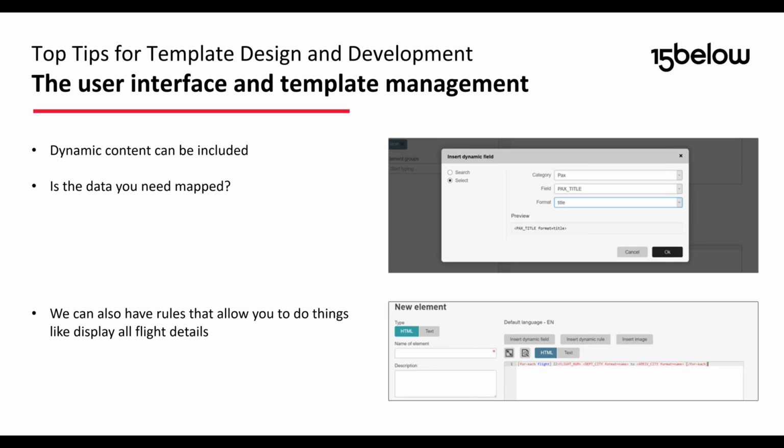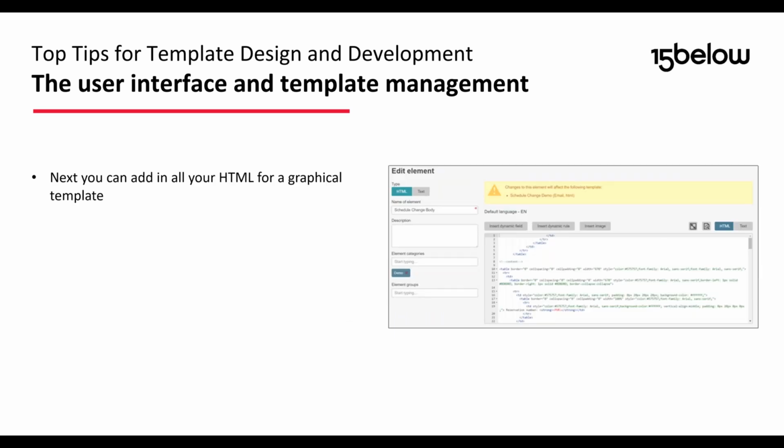Building on from that, we also have what are called dynamic rules that allow you to do things like in the example here where we're displaying multiple flights, and it will actually go around in a little loop printing out flight numbers, departure cities and arrival cities of each flight. So these business rules allow you to further extend the content that you show people and build things up like itineraries, seat numbers, and things like that in your template.